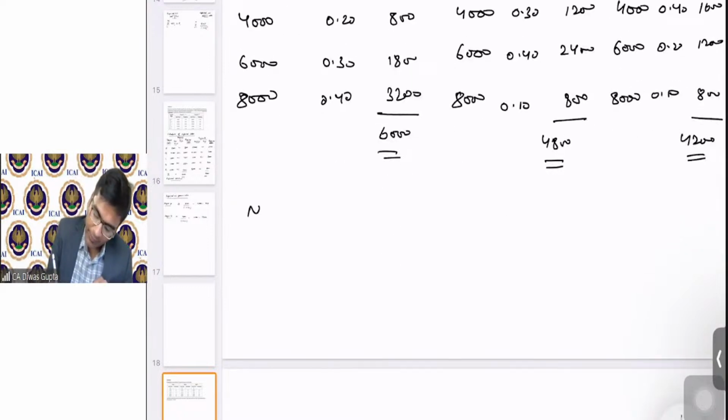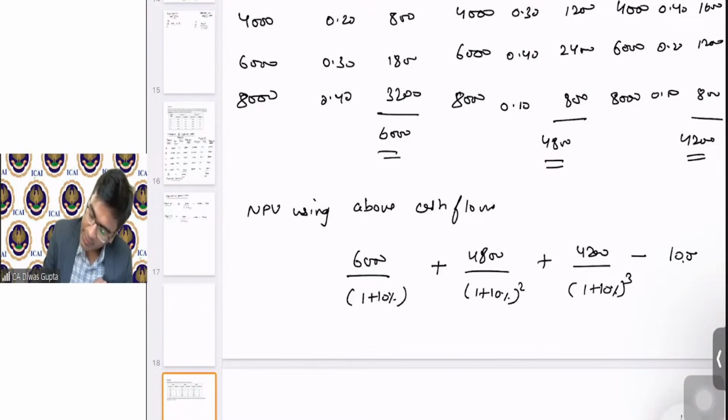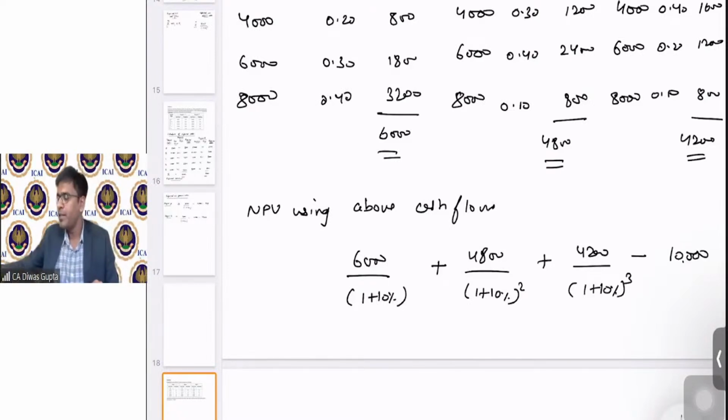So NPV using the above cash flows will be 6,000 for year 1, plus 4,800 for year 2 raised to the power 2, plus 4,200 for year 3 raised to the power 3, minus 10,000. I hope this formula is clear now. Expected net cash flow, expected net present value.